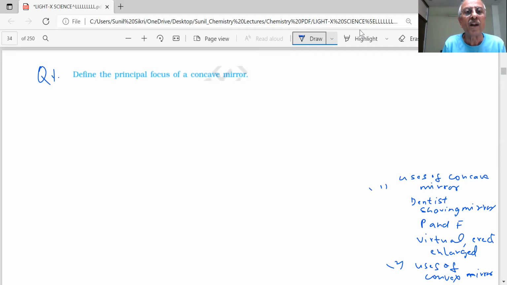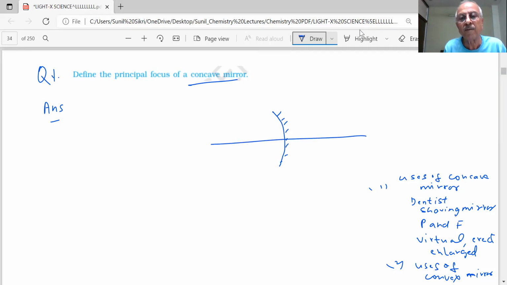Before we go further, first question: define the principal focus of a concave mirror. You have 1 minute to answer the question. What is the principal focus of a concave mirror? What is our answer? You have seen this is our concave mirror. How do you draw it, student? This is your principal axis. What is the focus of a concave mirror?